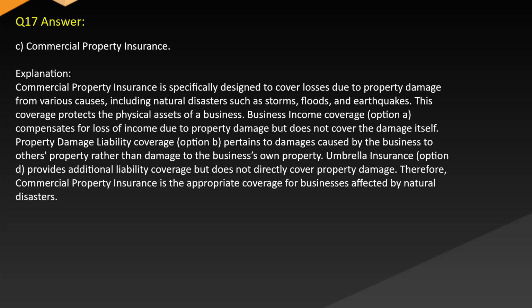Business income coverage, option A, compensates for loss of income due to property damage but does not cover the damage itself. Property damage liability coverage, option B, pertains to damages caused by the business to others' property rather than damage to the business's own property. Umbrella insurance, option D, provides additional liability coverage but does not directly cover property damage. Therefore, commercial property insurance is the appropriate coverage for businesses affected by natural disasters.